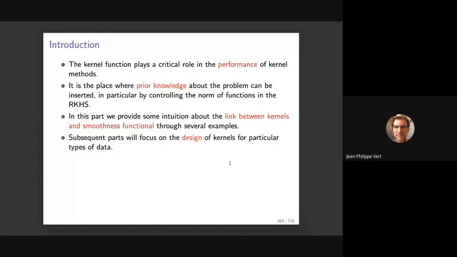The question here is that we will see, and you may have guessed, that the choice of a kernel is a crucial factor in the performance of kernel methods. But it remains a bit obscure, maybe, to know which kernel to use in which cases, and maybe how to design a specific kernel for a specific application.